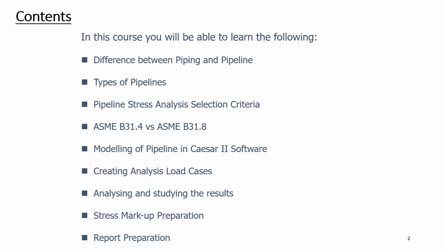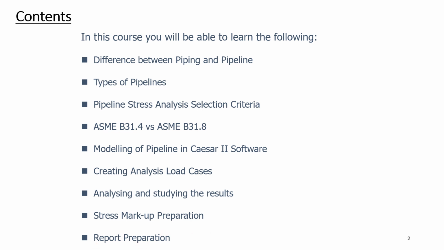Then finally stress markup preparation. After studying the results, we will mark up if any changes are required: changes with respect to routing, changes with respect to support type, additional support requirement, additional expansion loop requirement. So based on that we will be marking all those things in stress markup preparation. And finally how to prepare the report for submission to client.